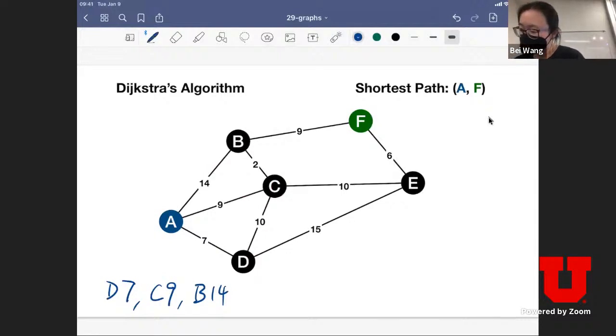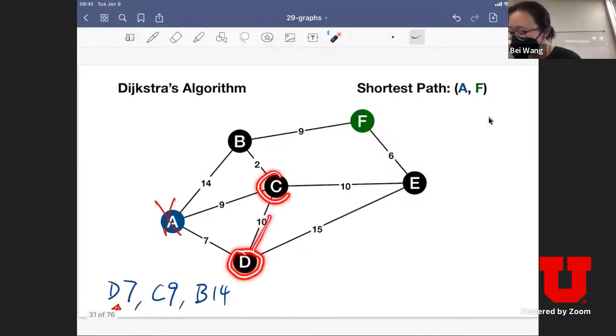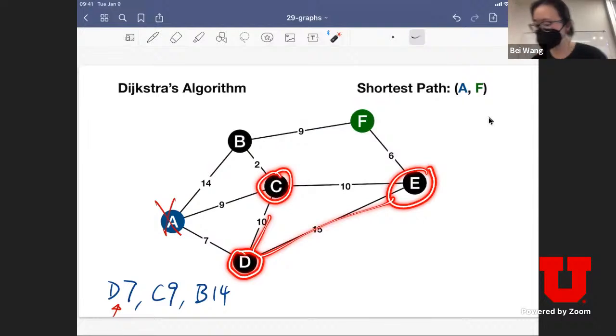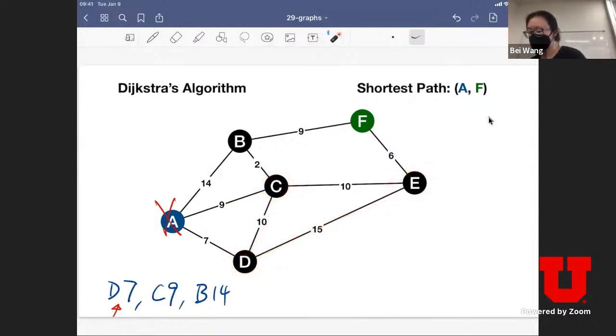And now after this, I have finished processing node A. So now I need to process the next several things in my queue, and they are D, C, and B. So I'm going to deal with D first. Now I'm in D, and what are my neighbors? Well, my neighbor A is already removed, so I don't care about it. But from D, I can move to C and move to E.